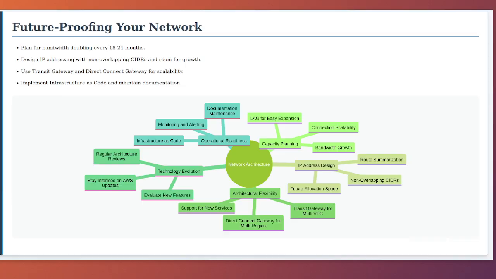Build operational excellence through monitoring, alerting, and runbooks. As your Direct Connect environment grows, you need robust operational practices. Automated monitoring catches issues before they impact users. Clear runbooks enable quick response to problems. Regular testing validates that failover mechanisms work. These practices scale better than relying on individual expertise and tribal knowledge.